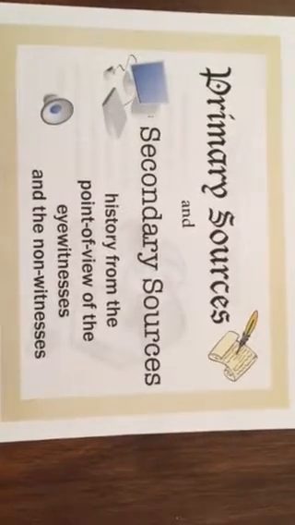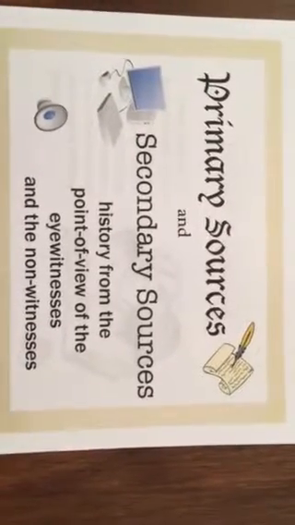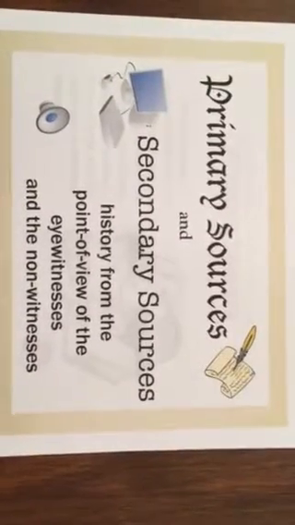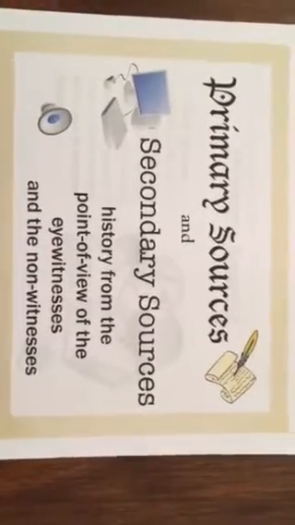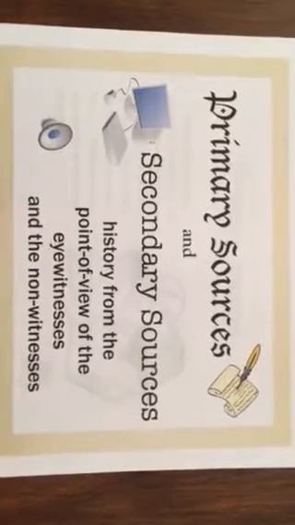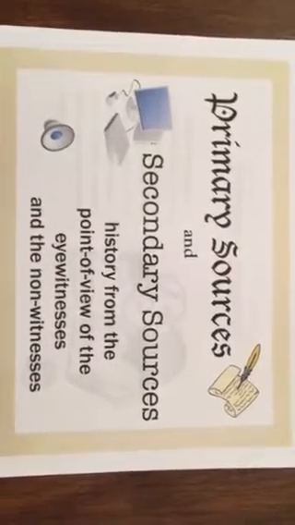So we are looking today at primary sources and secondary sources and how they can tell us about events in history through points of view from eyewitnesses and non-witnesses. So basically looking at history through different views from people who were there and people who weren't actually there.